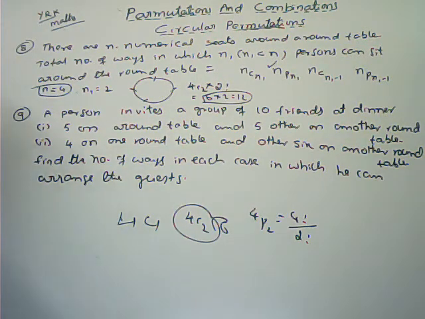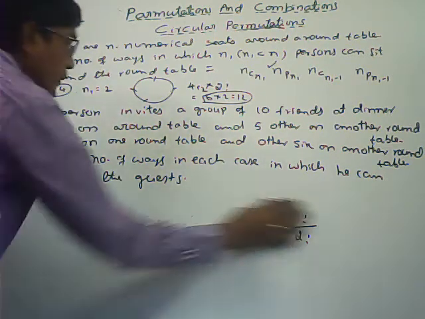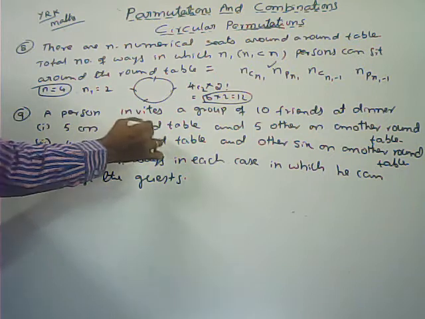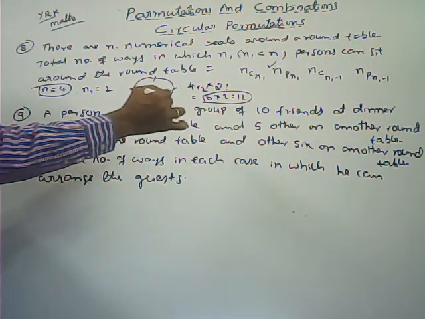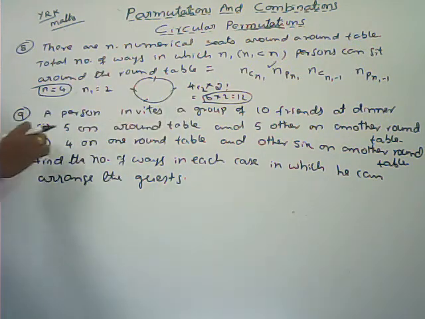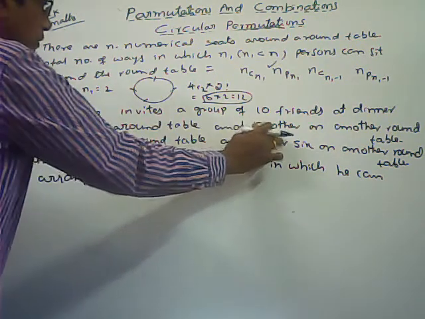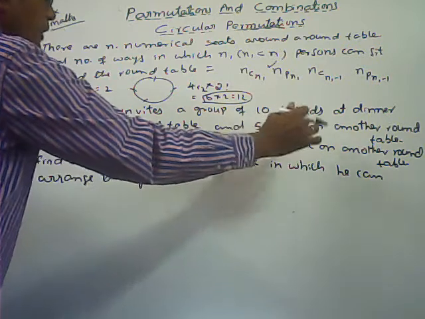Next, a person invites a group of 10 friends at a dinner. Here what is the first one? A person invites a group of 10 friends at a dinner, 5 on one round table and 5 others on another round table.